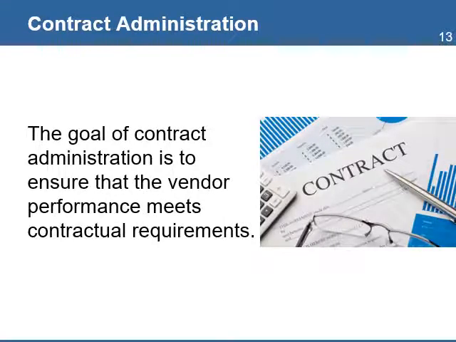The goal of contract administration is to ensure that the vendor performance meets contractual requirements, which are legal relationships that are subject to local laws. Good contract administration can help you avoid many problems. You and your team should be actively involved in administering the contract so that everyone knows the importance of good procurement management. If needed, you should seek expert advice about contractual issues.